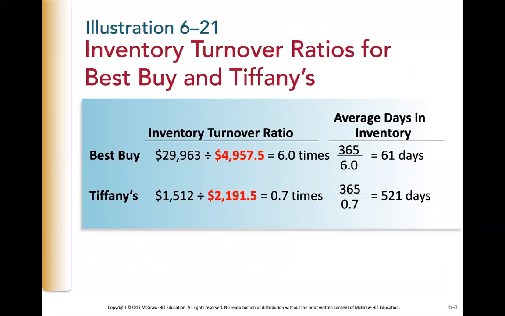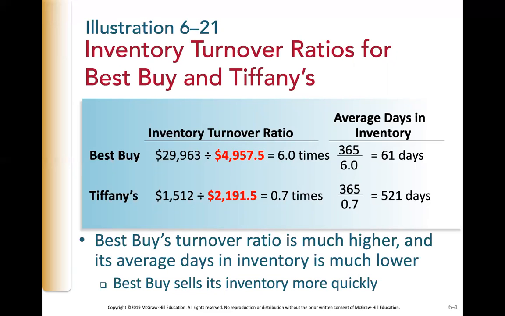Tiffany's cost of goods sold is $1,512 divided by $2,191.50, or 0.7 times. 365 divided by 0.7 tells you that Tiffany's, however, sells inventory on an average of every 521 days. If you compare the two, we'll see that Best Buy's turnover ratio is much higher, and its average days inventory is much lower. So Best Buy is able to sell inventory more quickly than Tiffany's.